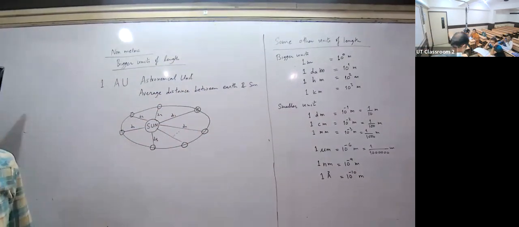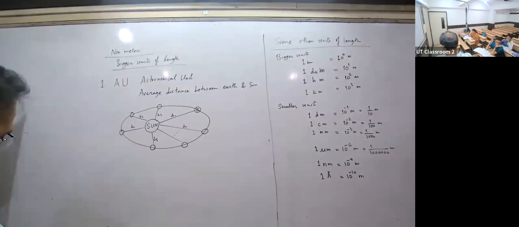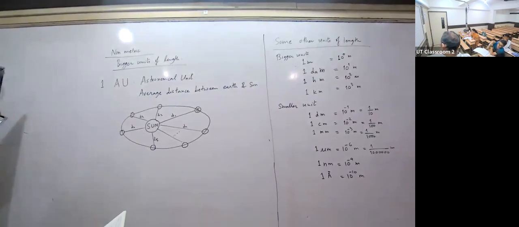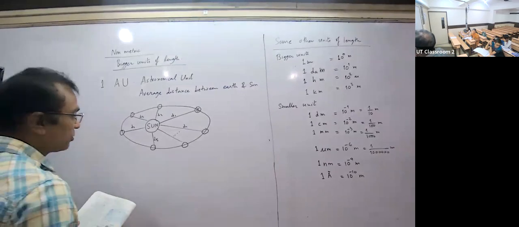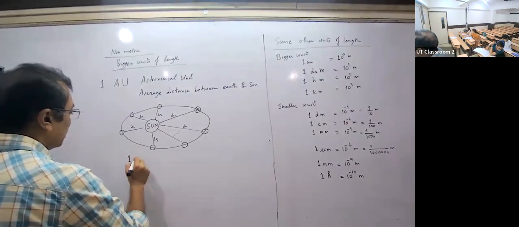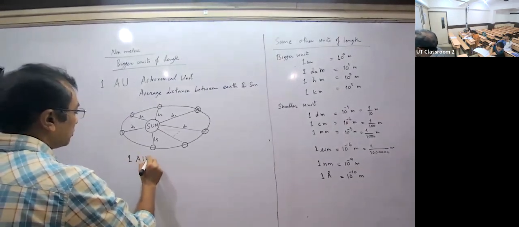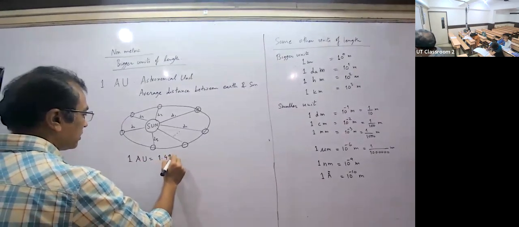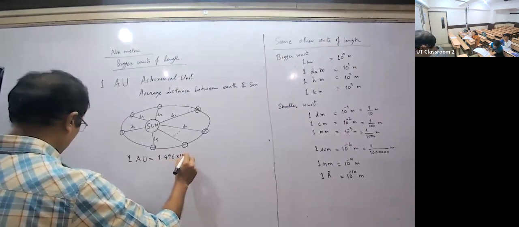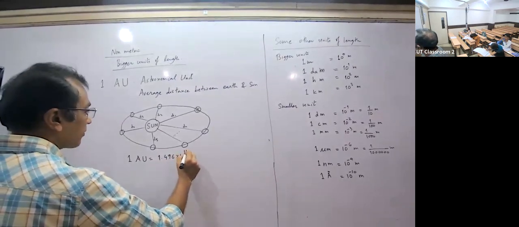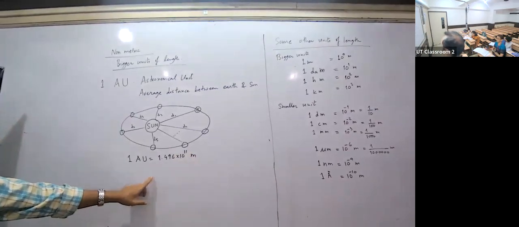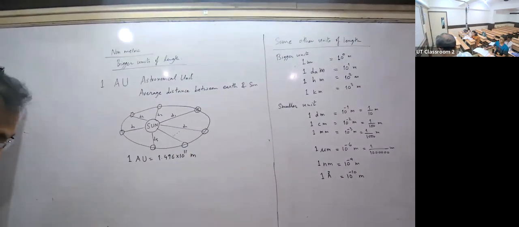And it comes to how much? There is a value for it. This is about 1.496 into 10 raised to 11. So one astronomical unit is equal to 1.496 into 10 raised to 11 meters. It's a very large distance.